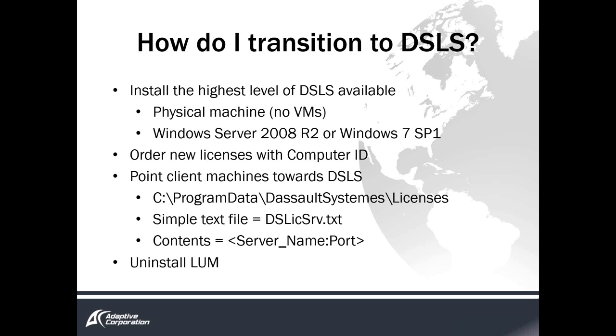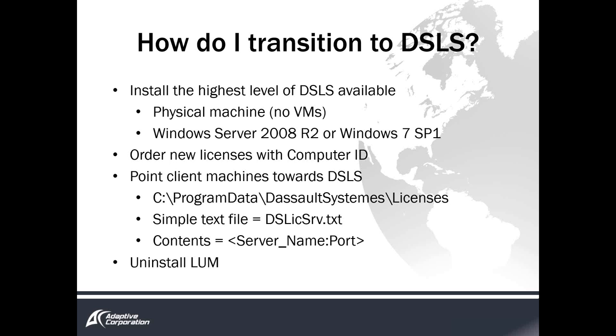Second step, once DSLS is installed on an appropriate machine, then reorder the licenses based on your new computer ID. In this case, there's no cost involved. It's a transition that Dassault is expecting as you move from one to the other. So think of it this way: I'm fully operational with LUM, CATIA is working great, I'm at R21, R22, or I'm trying to go to R23, and that's my driver for getting to DSLS. I'll go ahead and install, request the licenses, enroll the licenses, and then go to the individual clients and start moving them over. Well, how do we do that?